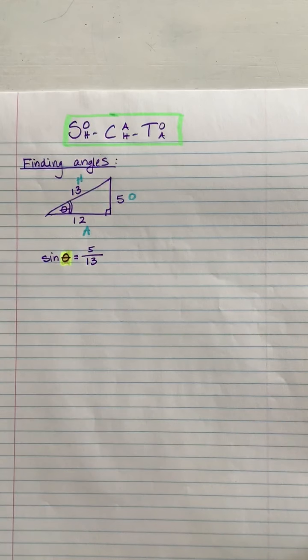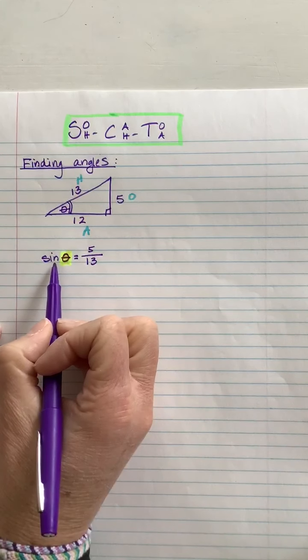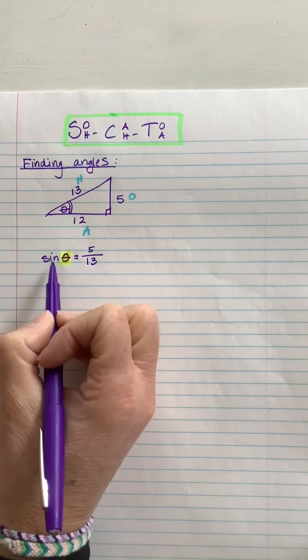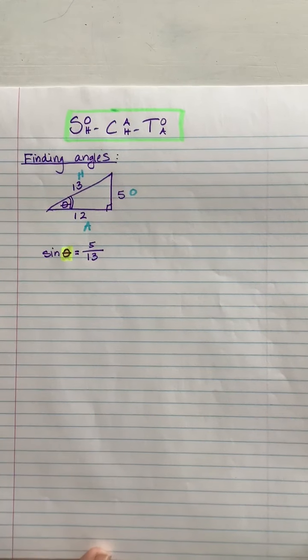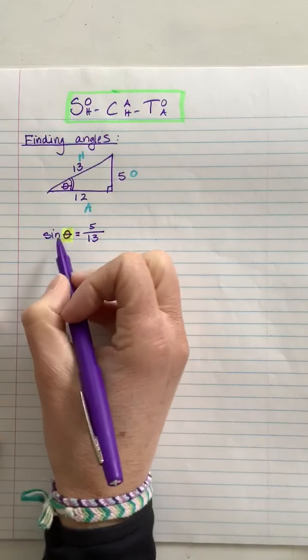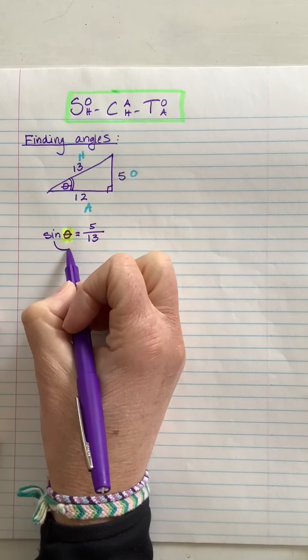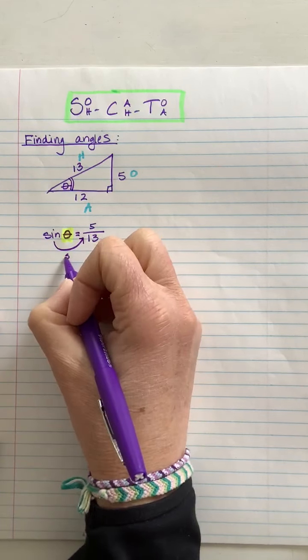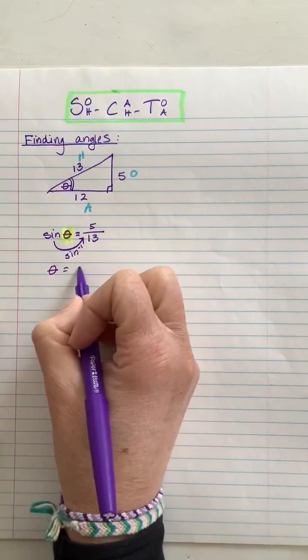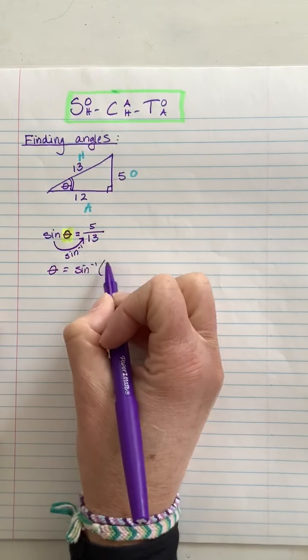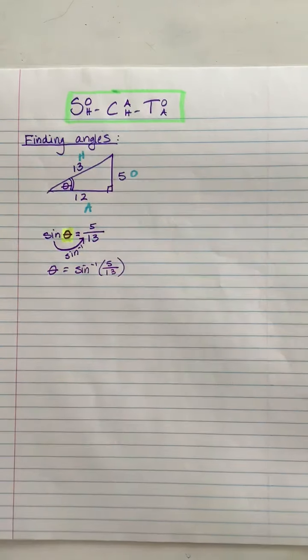So if I want to solve for theta, that means I need to undo what's being done to theta. In this case, we need to undo sine. Well, how do you undo anything? I hope that you're screaming right now, inverse, inverse, yes. So we need to undo sine by applying my sine inverse, which means theta is going to be sine inverse of 5 over 13.